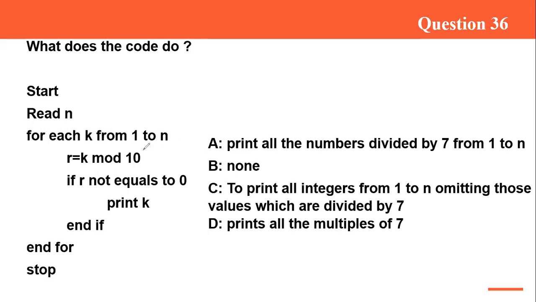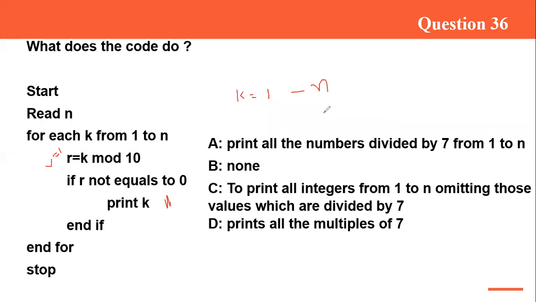So if I take some number N, what is it doing? Now we are taking K is equal to 1 to N, whatever the number may be. K will be initially 1. 1 mod 10 is stored in R, so R is storing 1. Now, if R not equal to 0, what is R? 1. 1 not equal to 0, true. So it prints 1. Whatever numbers you give, it will print all the numbers, right? And if you give single digit numbers, it will always print all the single digit numbers.